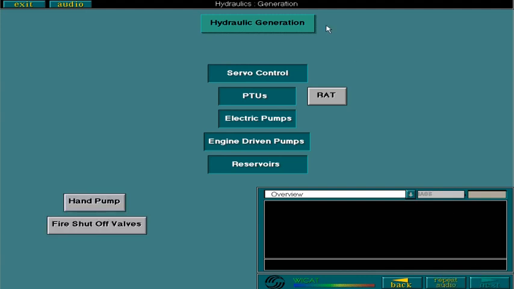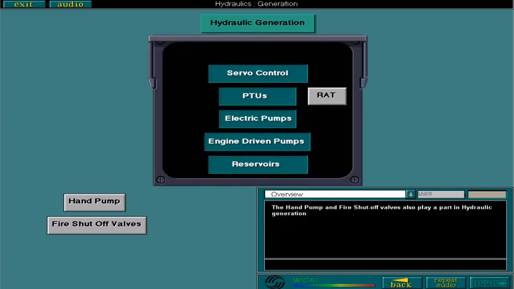The hand pump and fire shut-off valves also play a part in hydraulic generation, but, unlike the other components, are not displayed on the ECAM hydraulic page.